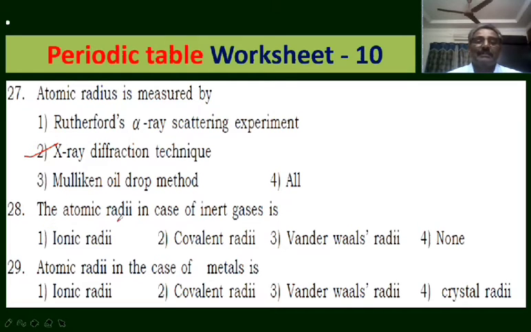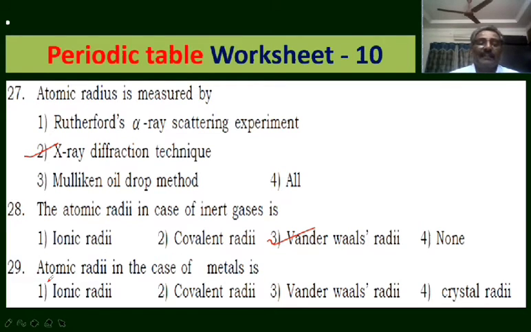28th question, the atomic radii in the case of inert gases. In the case of inert gases, we consider van der Waals radius as the atomic radius, so the third option is the right option. The inert gases do not form either covalent bonds or ionic bonds, so van der Waals radii are considered for the radii of inert gases. So the third option is the right option.